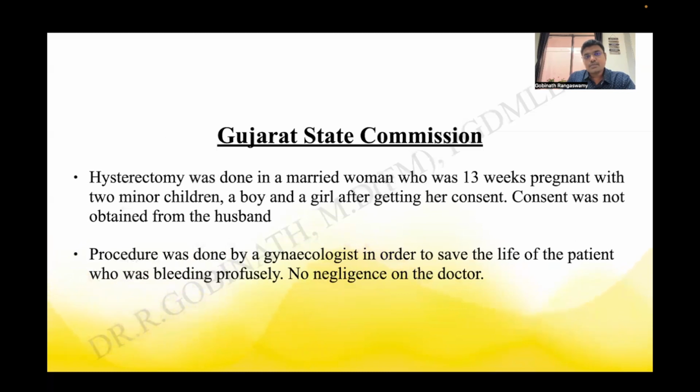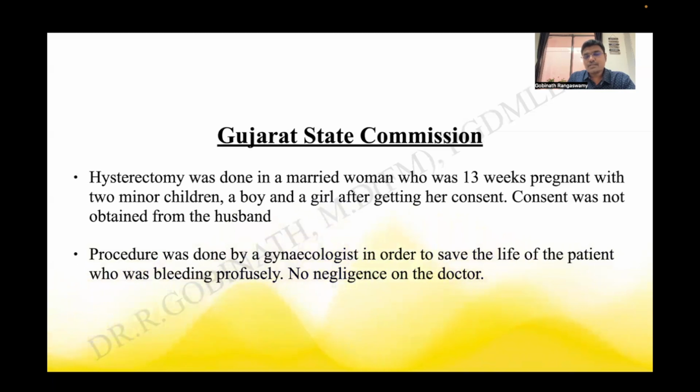So in another case with the Gujarat State Commission under the Consumer Protection Act, a hysterectomy was done in a married woman who was 13 weeks pregnant with two minor children, a boy and a girl, after getting her consent. Here the consent was not obtained from the husband. So already I have told you, for any contraceptive sterilization or limitation to sexual functions, consent of both husband and wife has to be obtained.